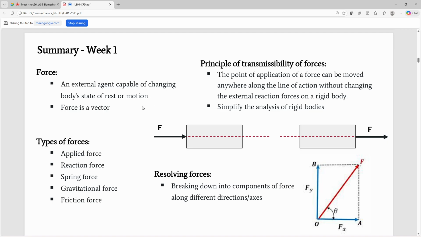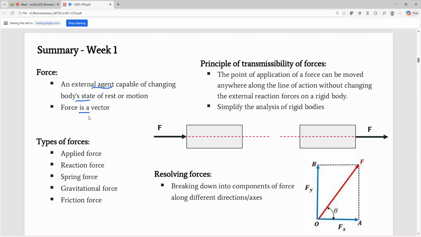From a mechanical point of view, force is an external agent which is capable of changing a body's state of rest or motion. This is the definition for force. Also, force is a vector, that is, force has magnitude as well as direction.